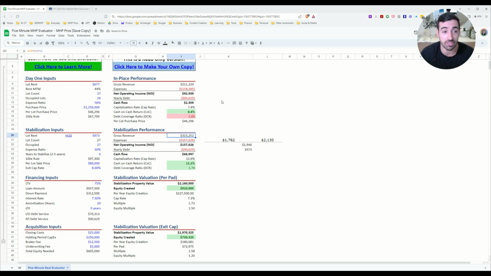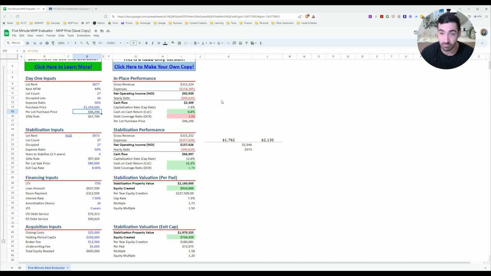So let's move on to the stabilization performance. We see a per lot purchase price of $46,000, which for a lot rent of $677 is actually pretty good, right? Because going back to what we talked about here, where we did our lot rent times 100 and then compared it to our per lot sales price, our lot rent times 100 is a lot higher than this per lot sales price. So this might be a good deal for a buyer.